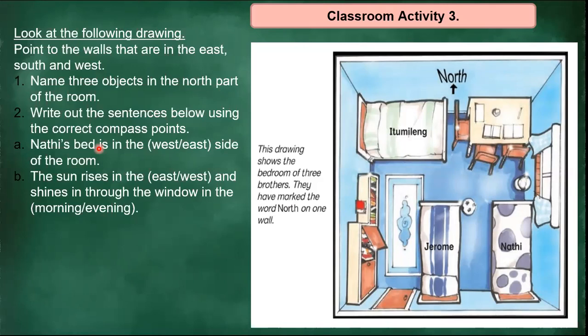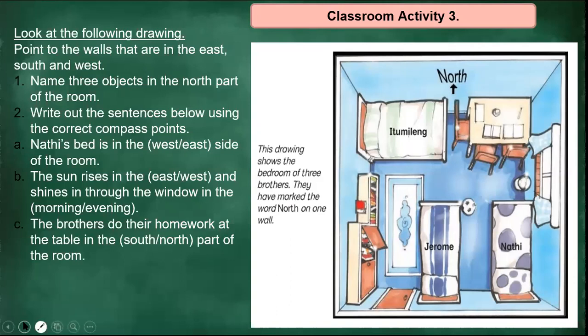We have Minenhle. I'm sorry, ma'am. I wasn't really raising my hand, and I did not even see the other question. Okay, no problem. We have Zoe. The sun rises in the east and it shines through the window in the morning. Yes, that's correct. Let's move on. We are out of time.